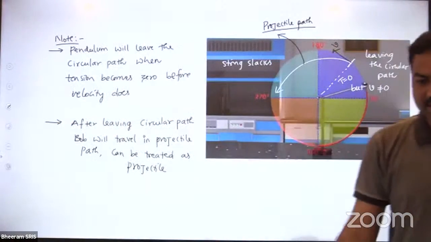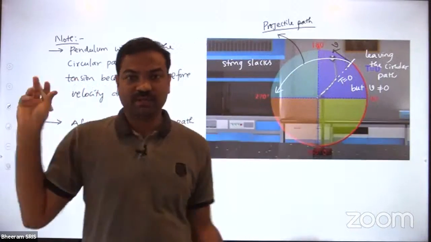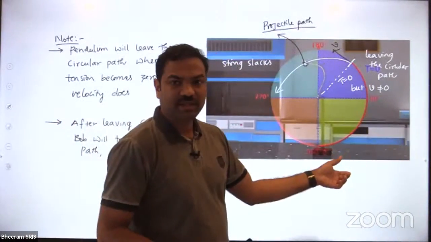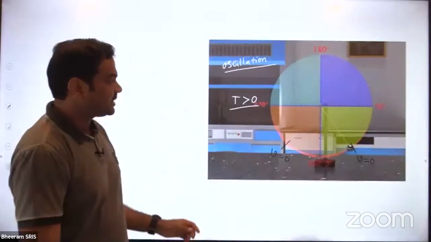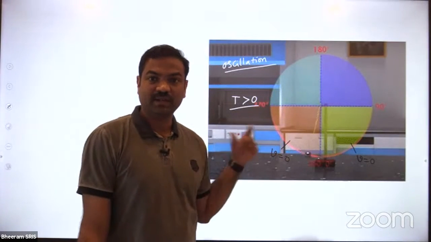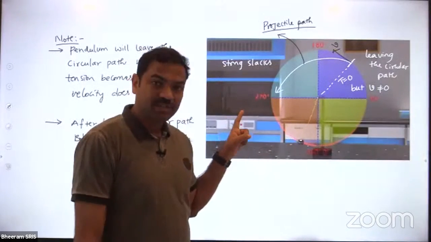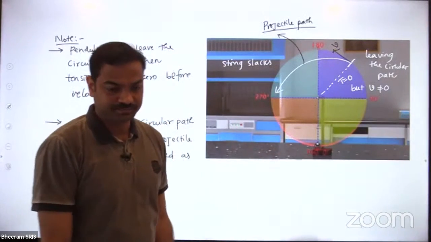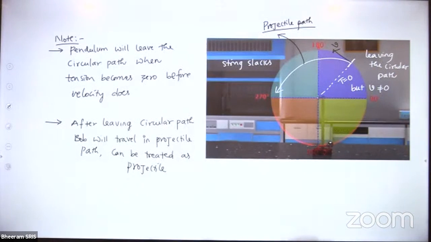All of you understood? This is called leaving the circular path. So for some velocity, if you are giving a different velocity, there is a chance for leaving the circular path also. There is a chance for oscillation also. According to whatever velocity we are giving, there is a chance for oscillation, there is a chance for leaving the circular path. All of you understood? Any doubt, let me know, I'll explain. Don't worry.